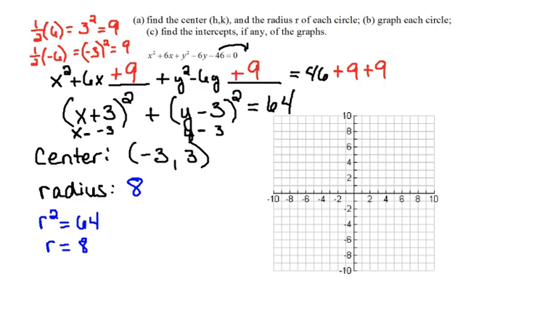Okay, we found the center already to be at negative 3, 3. So let's go ahead and plot that. Negative 3, 1, 2, 3, positive 3 would be right there. And we said that the radius was 8.